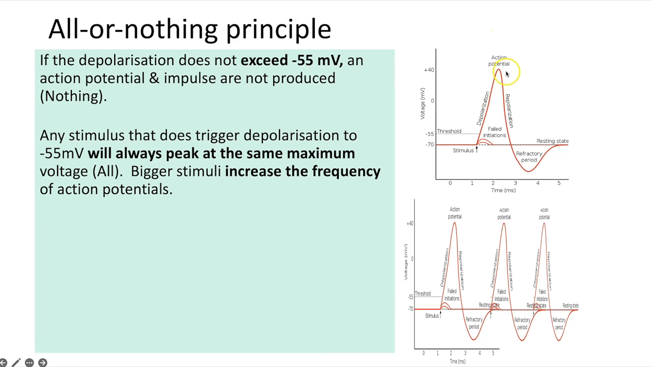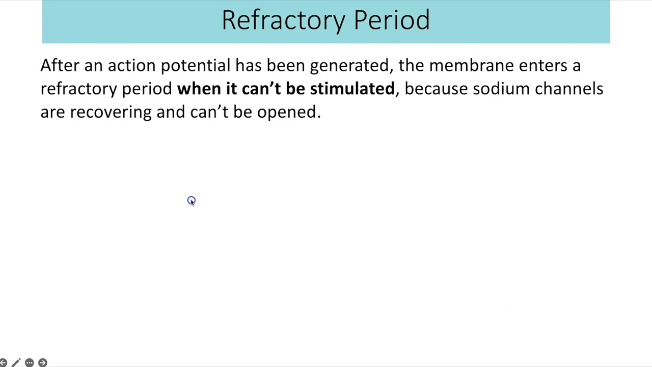It's always going to be a maximum of plus 40 millivolts because of the set number of channel proteins present and the number of ions present. But what does vary is the frequency at which those action potentials are going to be generated. So the larger the stimulus, the quicker the frequency, or the higher the frequency. So this is what we mean by the all or nothing principle. If you don't reach that minus 55 millivolts, then nothing will happen. You won't get an action potential. But if you do, then you'll always get an action potential, and it will always peak at that same voltage.